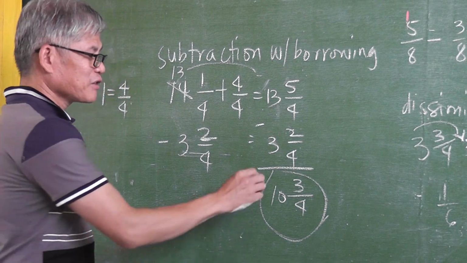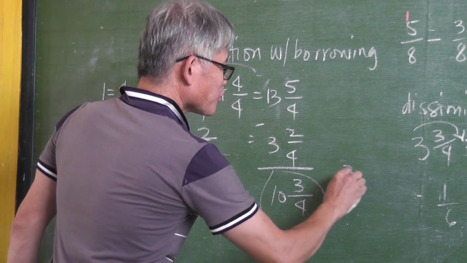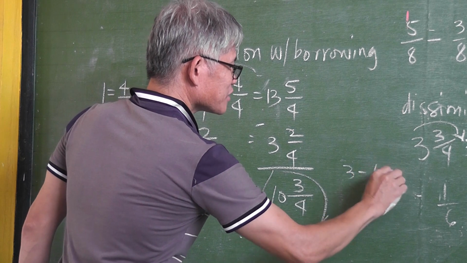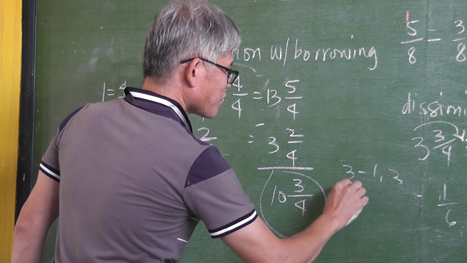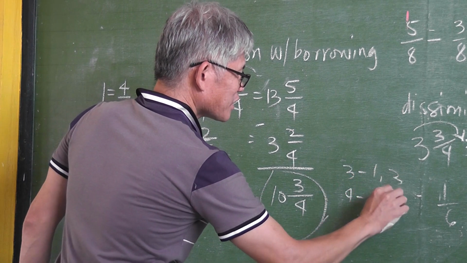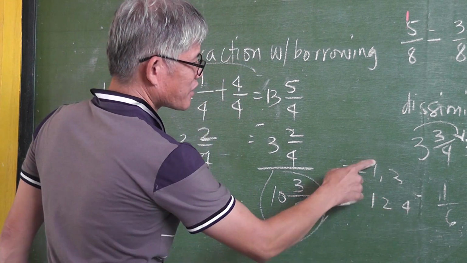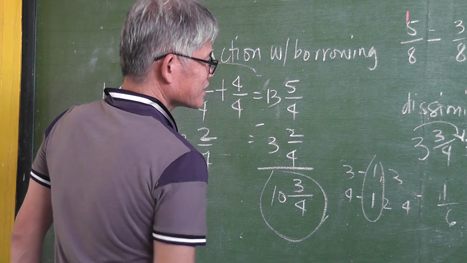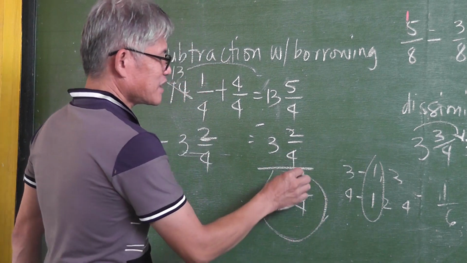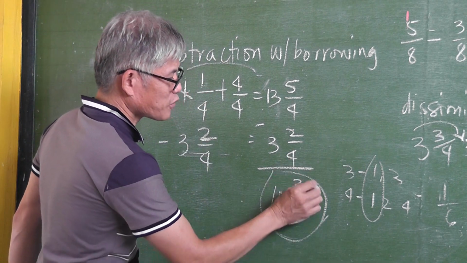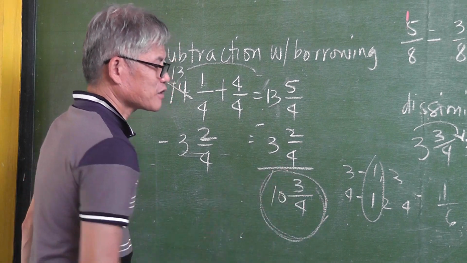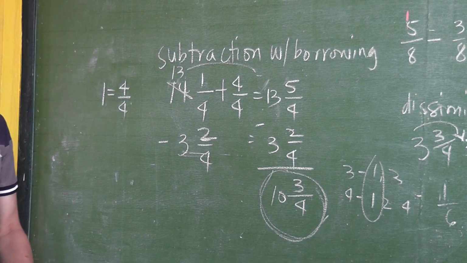Why? Because we have no common factor except the number 1. The factors of 4 are 1, 2, 4. You can see here, their common factor is 1. So it means that this is already in the simplest form. So this is our answer.